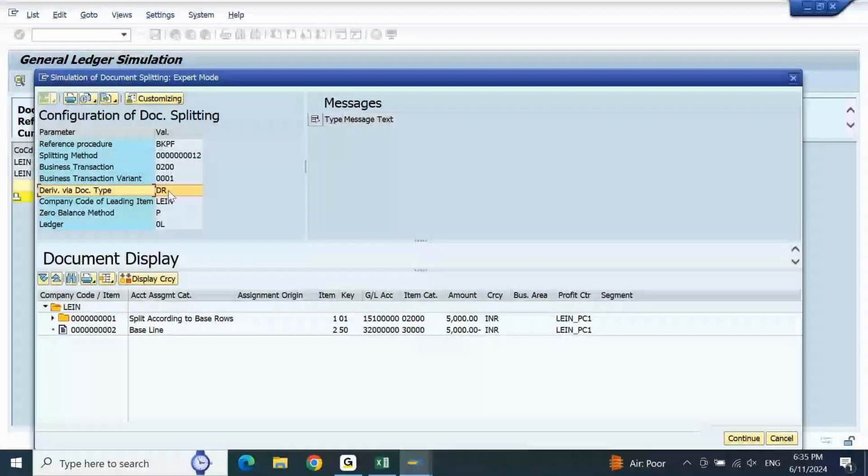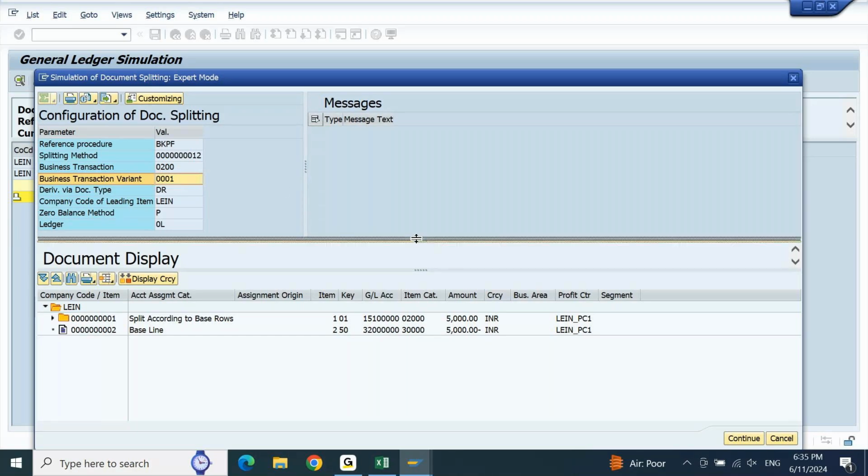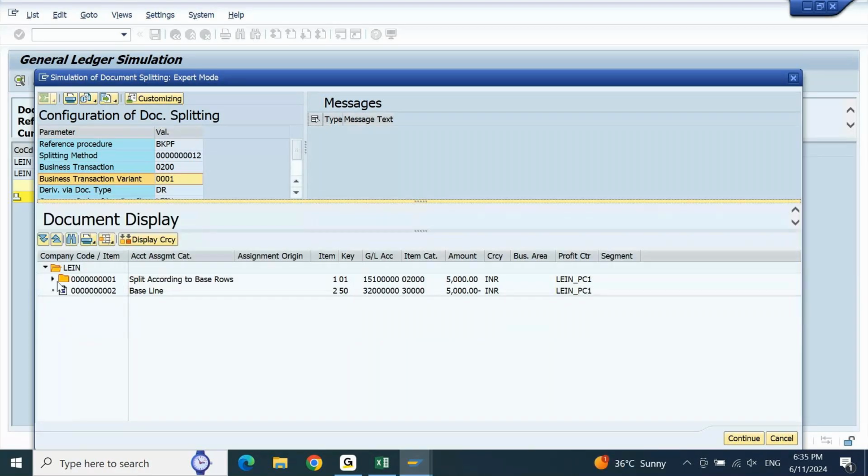Now the system is telling this is the BKPF, the table which will be getting updated. Splitting method is 12, everywhere it is 12 only. Business transaction 0001 and business transaction variant 0001 are coming based on the document type DR. And down below, if you see, there are two line items.